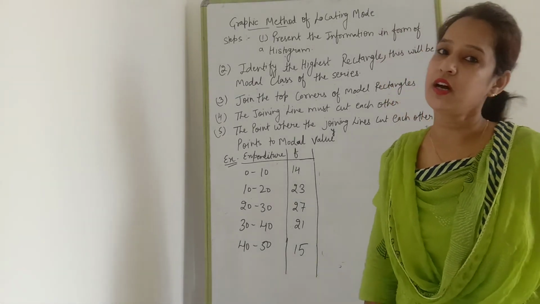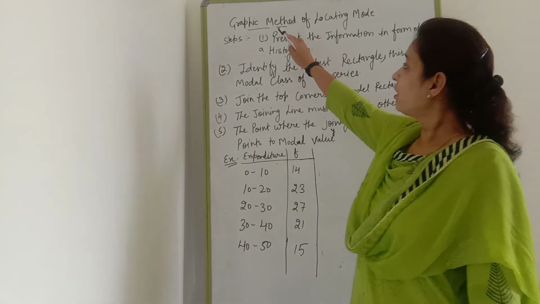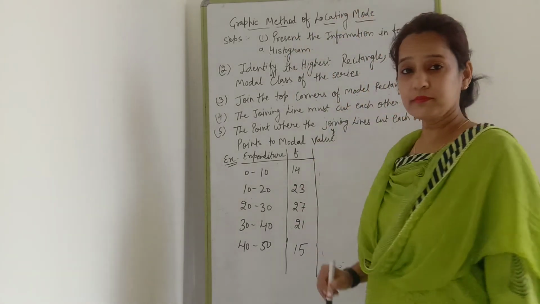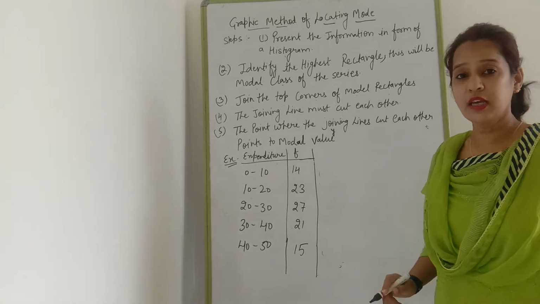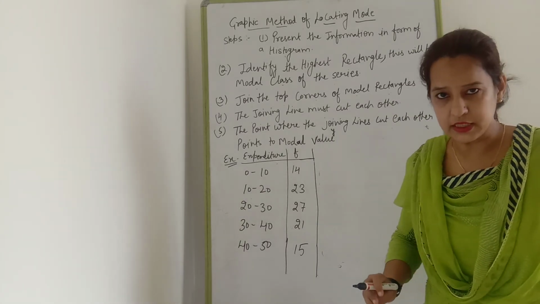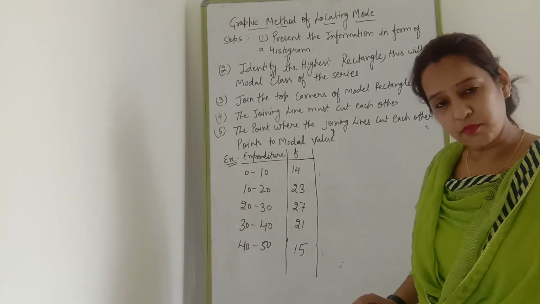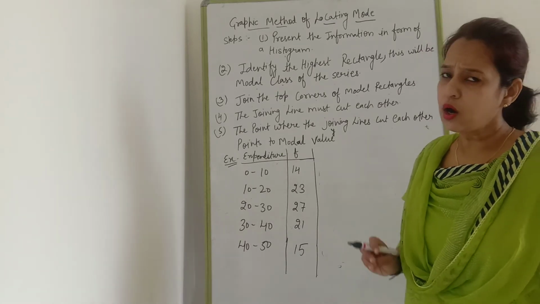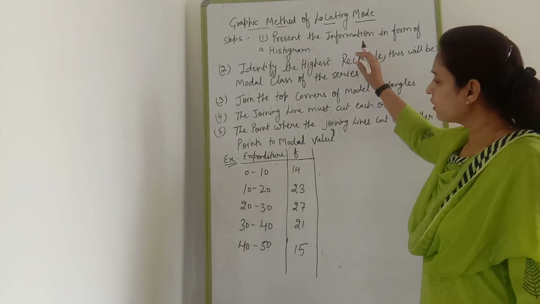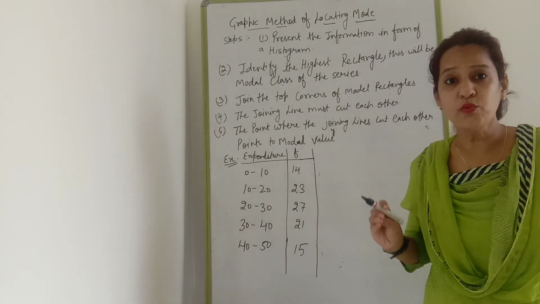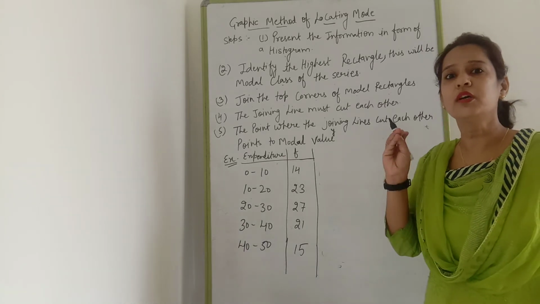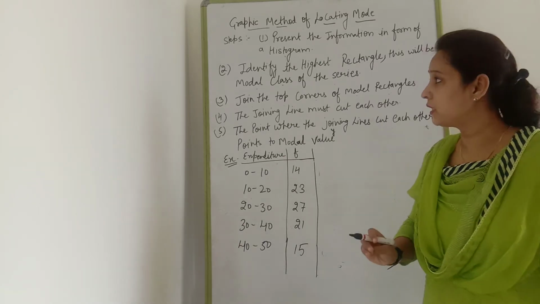Students, today we are going to start the graphic method of locating mode. It means we can calculate mode through graphical representation, through a histogram. All of you know how to draw a histogram. There are the following steps which we have to follow to calculate mode through graphical representation.